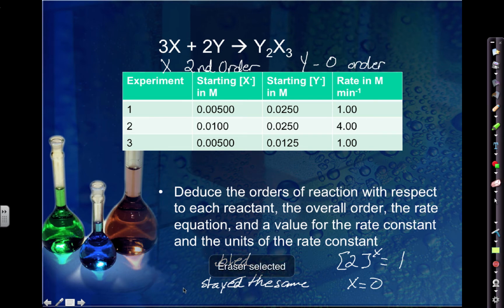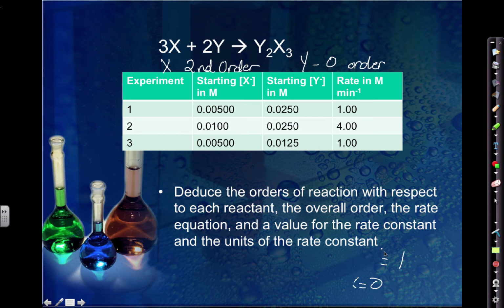All right, so now let's write out the rate expression. So we know that the rate, I'm going to write it right here, is equal to K, some K, multiplied by the concentration of X, which is the second order, so to the power of 2, times the concentration of Y to the 0 power. Well, anything to the 0 power is just 1. So really, the rate law is just this.